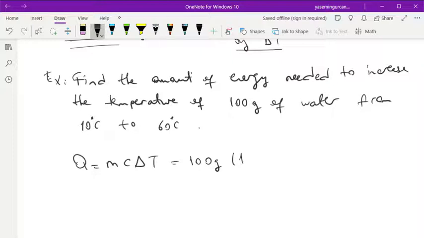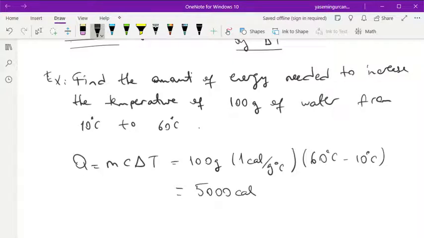C of water is 1 calorie per gram per Celsius. And delta T is again T final minus T initial, so it's going to be 60 Celsius minus 10 Celsius, right? When you do this calculation, you will get 5,000 calories. So if you want to increase the temperature of water from 10 degree to 60 degree, as you can see, it absorbs a lot of energy.